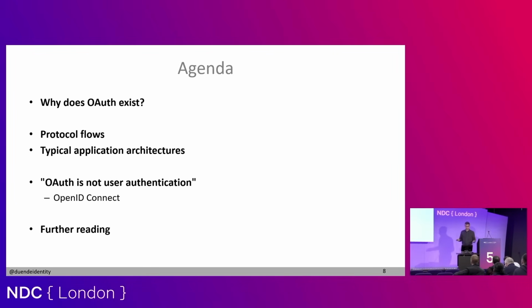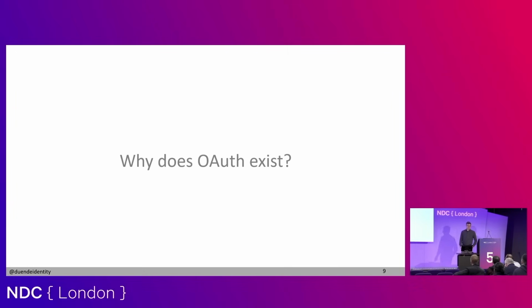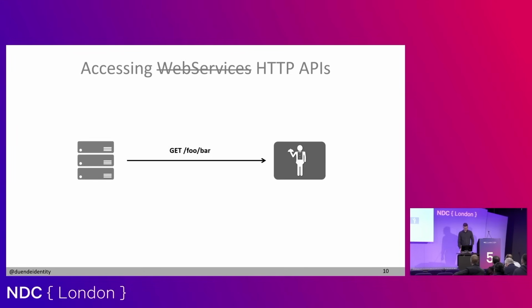Some typical protocol flows, application architectures, and then OAuth is not a single sign-on protocol. And we will look into why OpenID Connect, as an additional layer on top of OAuth, is a single sign-on protocol. And then some further reading if you want even more after this talk. So why does it exist? The problem OAuth tries to solve is all about something calling a web service or HTTP API.